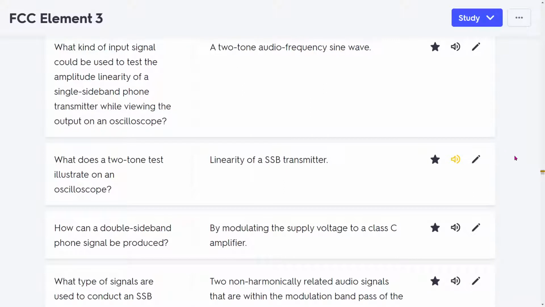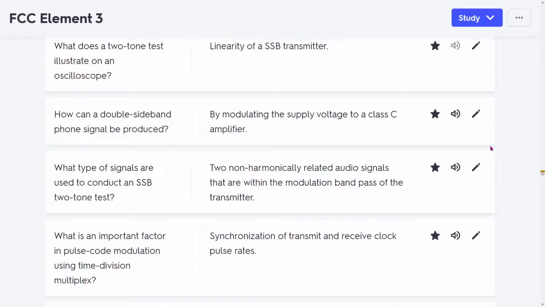What does a two-tone test illustrate on an oscilloscope? Linearity of a SSB transmitter. How can a double sideband phone signal be produced? By modulating the supply voltage to a Class C amplifier.